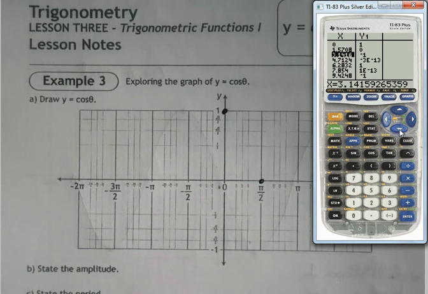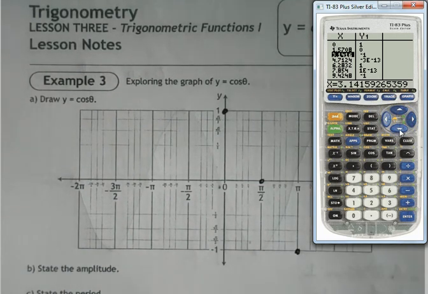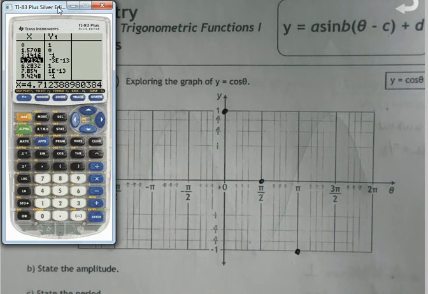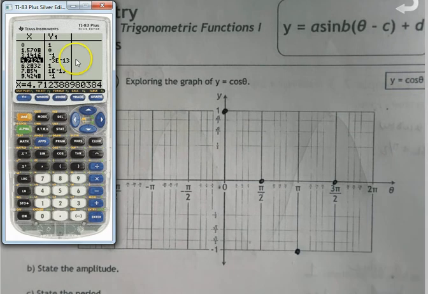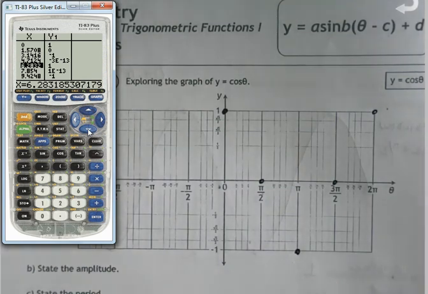Pi has got me at negative 1. And remember, when you get to 3 pi over 2, that e is the same thing as 0 being there, because it's just a rounding issue that the calculator does. So this is really 3 pi over 2, 0. Okay, don't think it's some big, huge number like 13 or something, because that wouldn't be right. And then 2 pi gets me back to 1.